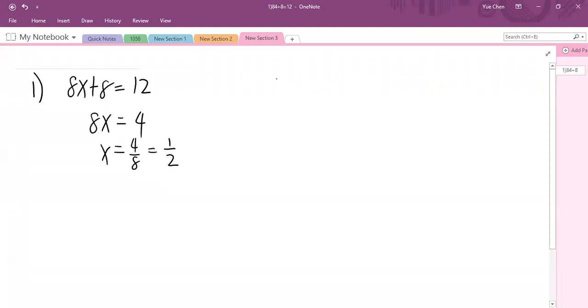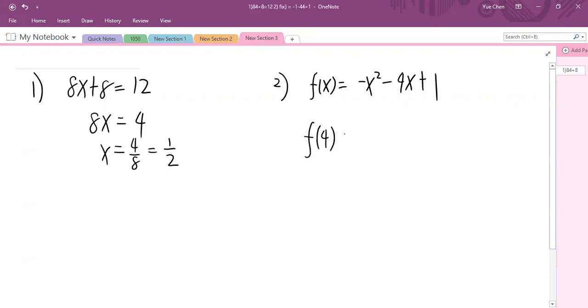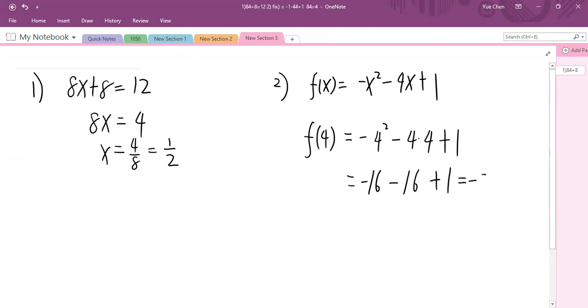The second problem, our f of x equals negative x squared minus 4x plus 1. Okay, and we want to find f of 4. So you replace x with 4. Okay, so it's negative 4 squared minus 4 times 4 plus 1. So here it is negative times 4 squared, not negative 4 squared. Okay, so this is negative 16 minus 16 plus 1. So this is equal to negative 31.